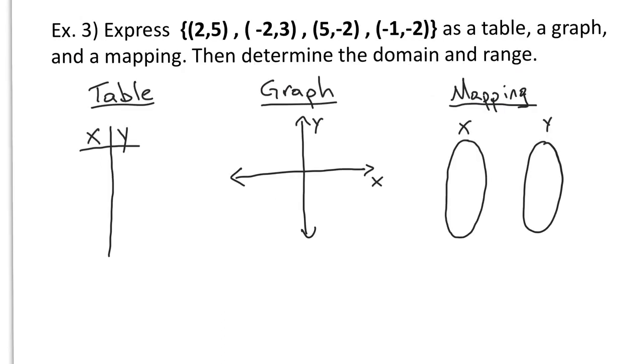So in this example here, we have a set or a list of ordered pairs. You guys see the ones inside of the brackets. And usually that's what we use when we have a set, brackets. So we have one point at 2, 5. The second point, negative 2, 3. The next one, 5, negative 2. And the next one is negative 1, negative 2.